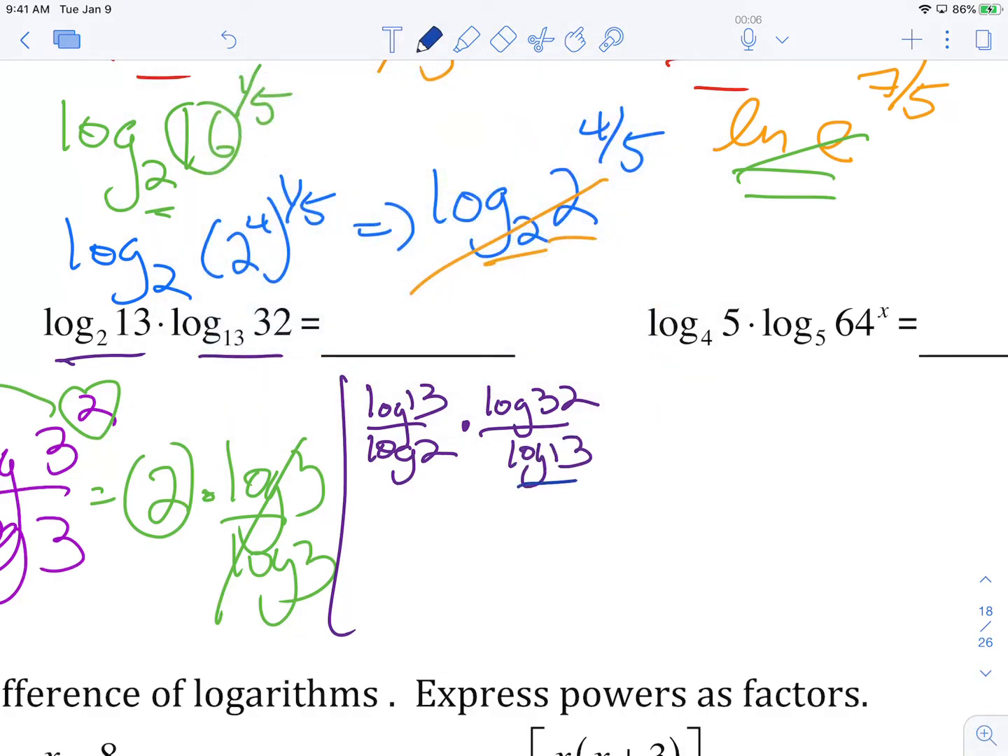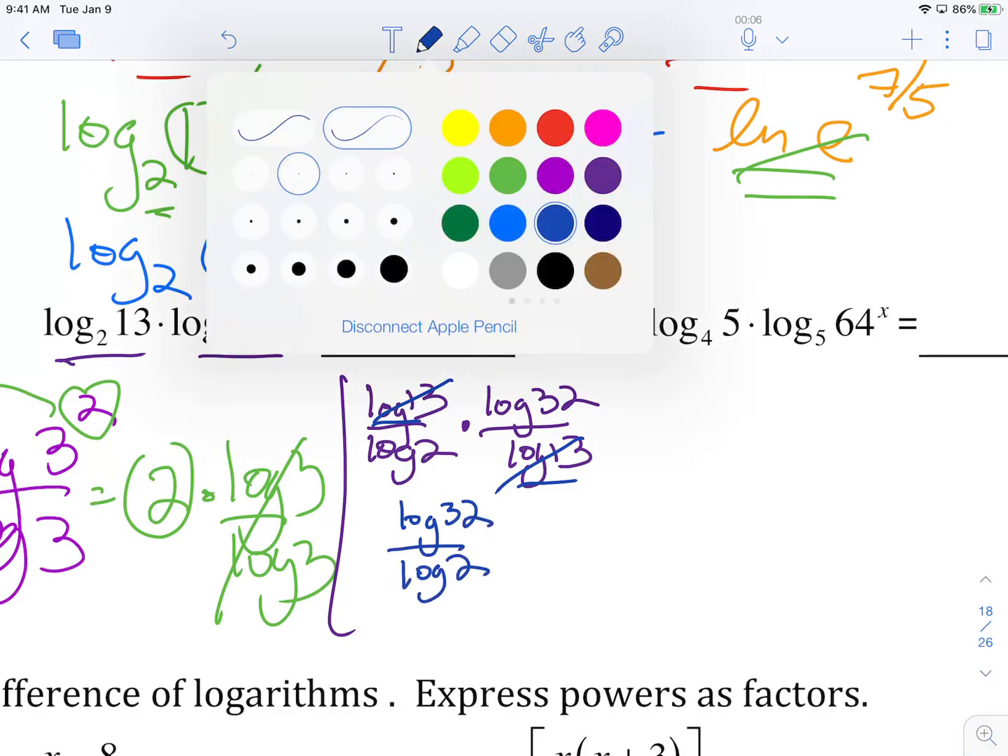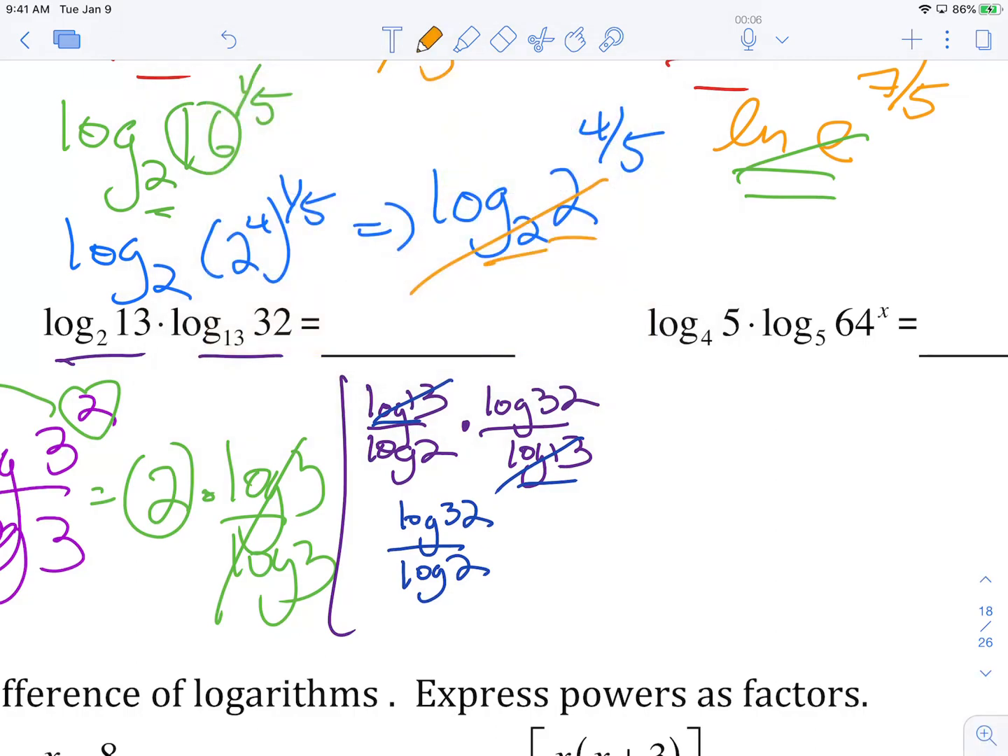And notice these are the same, so I cancel out. I'm dividing them, and now I just get log 32 over log 2. And again, hopefully you notice that 32 is a power of 2, so I can rewrite this as log of 2 to the 5th power over log of 2. And one really nice property, I said we use this one a lot, is I could rewrite this using the coefficient here. So this becomes 5 log 2 over log 2, and the answer is just 5.